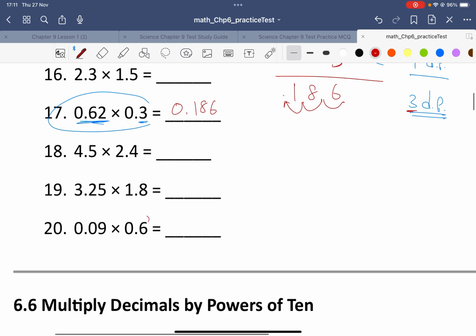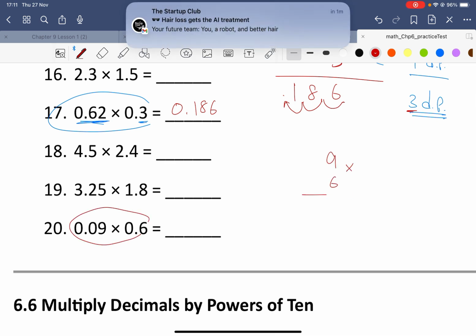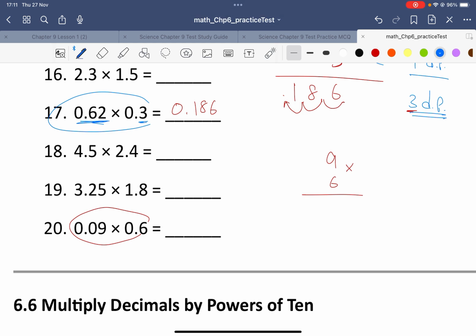Let's see this question. So I will write just 9 times 6. Now just write how many decimal points this guy has. 1, 2. So 2 dp. This 1 dp. Add the decimal point, you get 3 dp. Okay, so 3 decimal points. Now let's multiply it out.